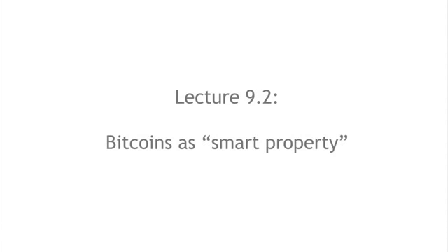All right, so now we're going to change gears. Like I said, we're going to be changing gears quite a bit in this lecture, and we're going to talk about using Bitcoins to represent smart property. So using Bitcoins to represent something other than simply one unit of currency in the Bitcoin system.